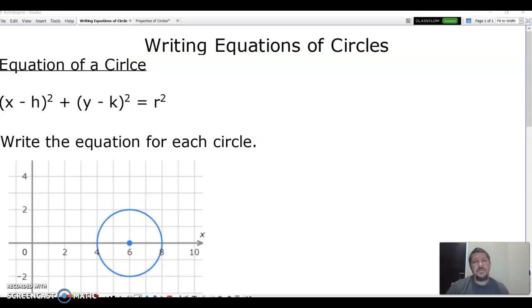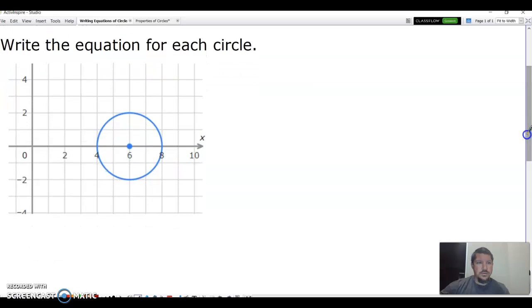Alright, so in the last video we did properties of a circle, and this one we're going to do writing equations of a circle. So again, we're working with the equation (x − h)² + (y − k)² = r². Okay, so write the equation of each circle.